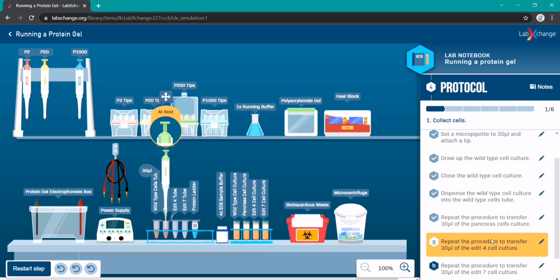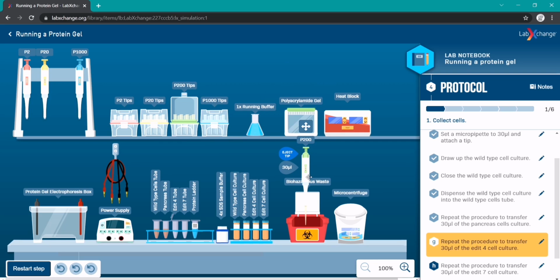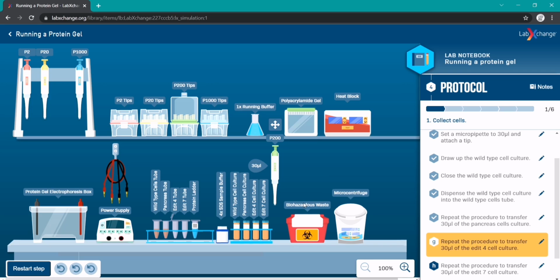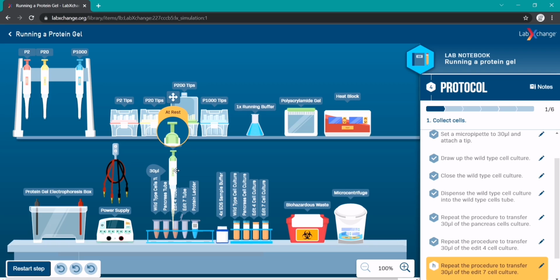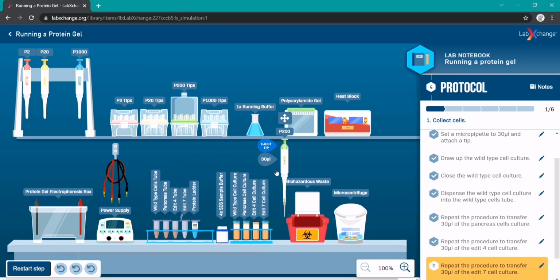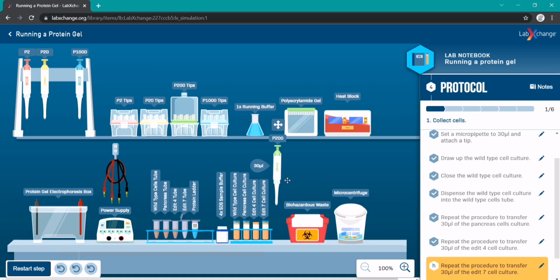Now repeat the procedure to transfer 30 of the edit 4 cell culture. Then, repeat the procedure to transfer 30 of the edit 7 cell culture.